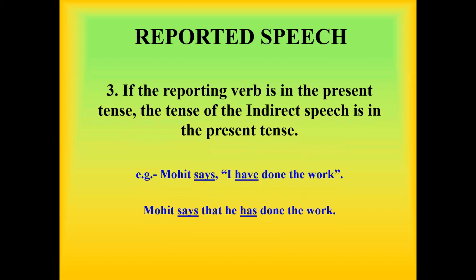Next. Number three, if the reporting verb is in the present, the tense of the indirect speech is also present tense. The tense will also remain. Like says, S-A-Y-S, says, that is the reporting verb. Mohit says, that is, you know, in the present tense. So Mohit says, I have done the work. Answer, when you change it into indirect speech, Mohit says that he has done the work.